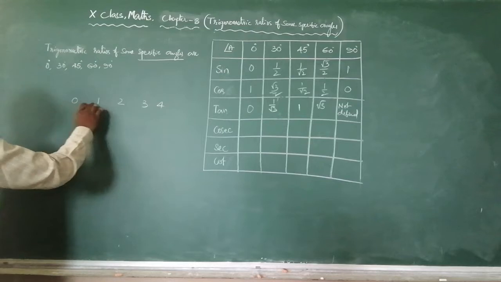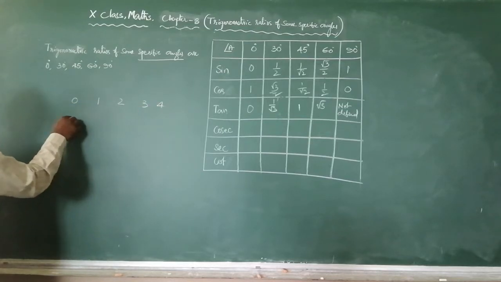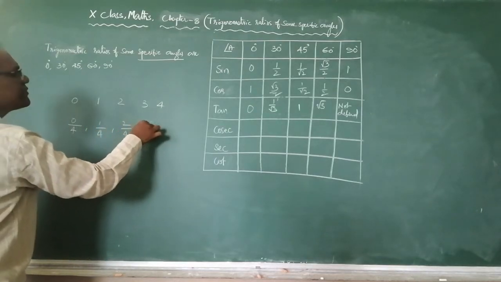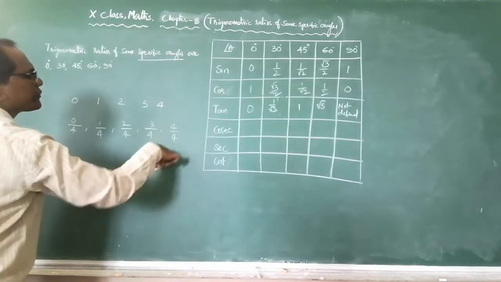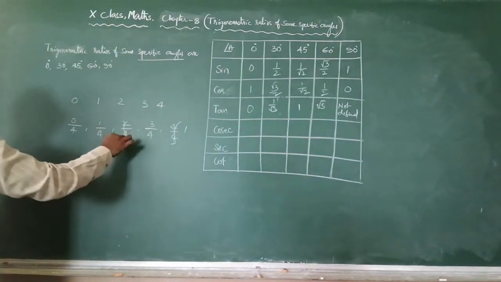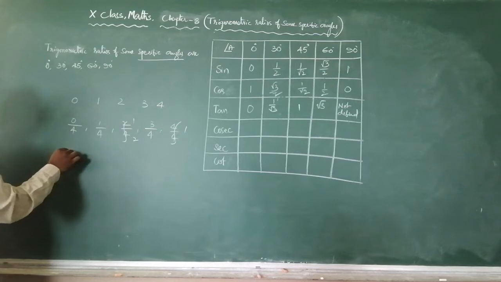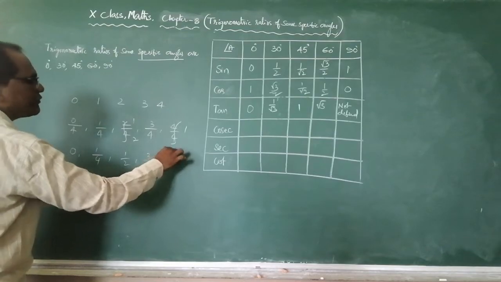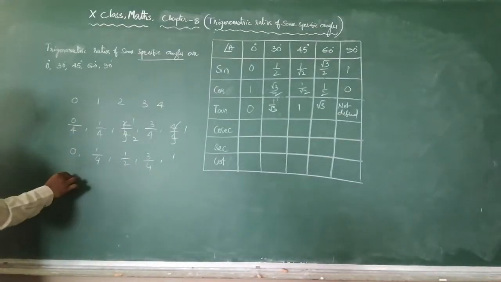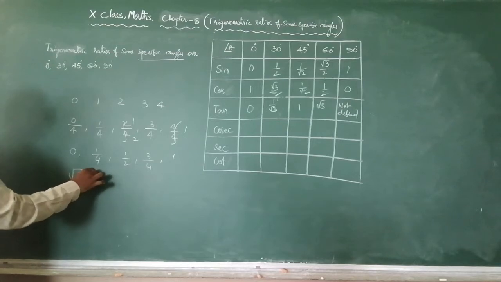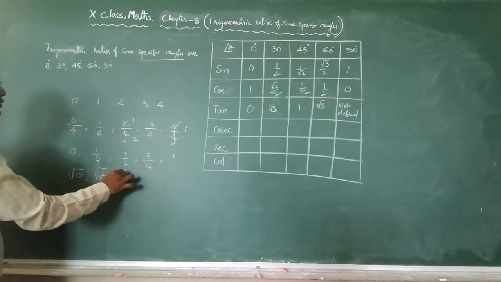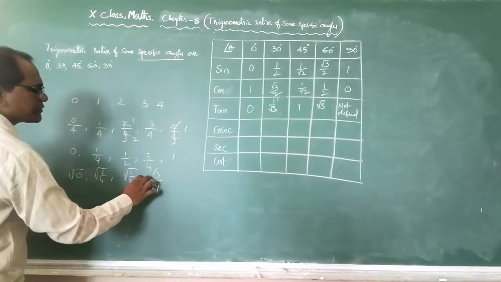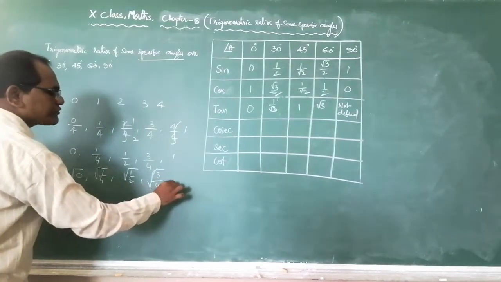Then you have to divide all the values by 4: 0 by 4, 1 by 4, 2 by 4 and 3 by 4 and 4 by 4. So 4 by 4 means 1, 2 by 4 means 1 by 2, 0 by 4 means 0, 1 by 4, 1 by 2, 3 by 4 and 1. For all the 5 values you have to apply the square root. Square root of 0, square root of 1 by 4, square root of 1 by 2, square root of 3 by 4 and square root of 1.